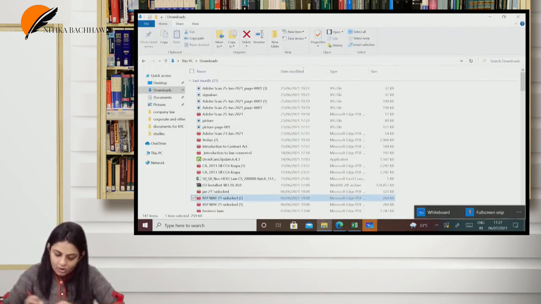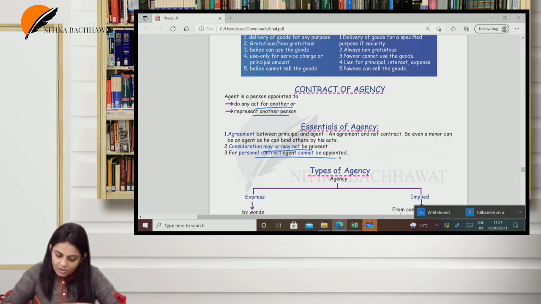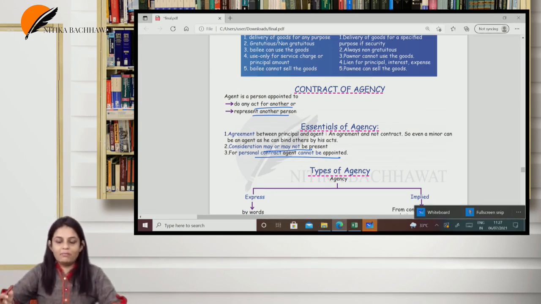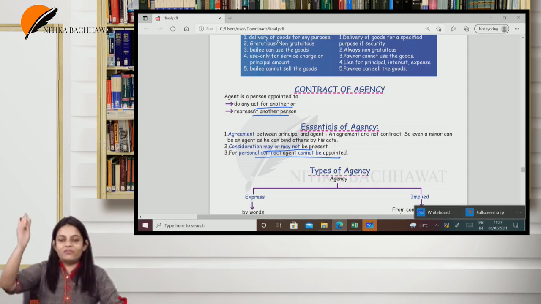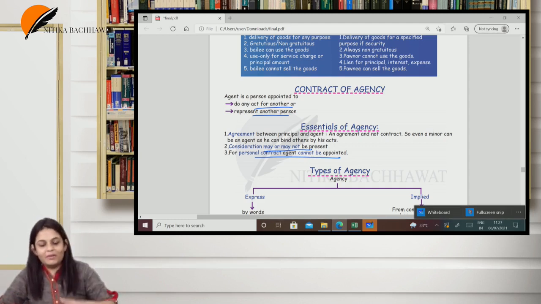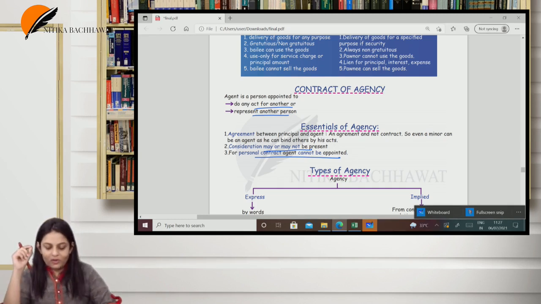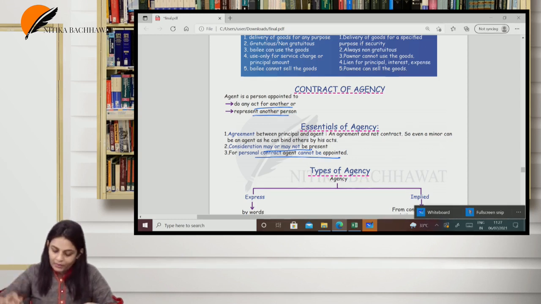And for personal contracts, agents cannot be appointed. You have to go to the IT department, you ask your auditor to represent you. Okay, you are supposed to get married. Can you say, hey my friend, go and represent me in the marriage and get married on my behalf? Seriously, can you do that? So when the contract is of personal nature, agents cannot be appointed for that, right?